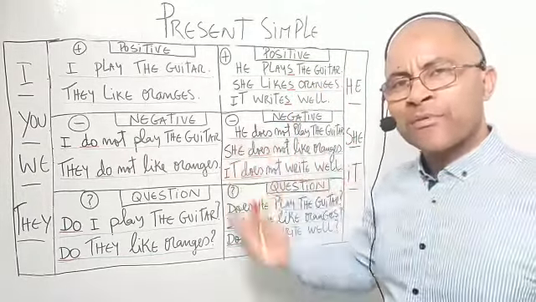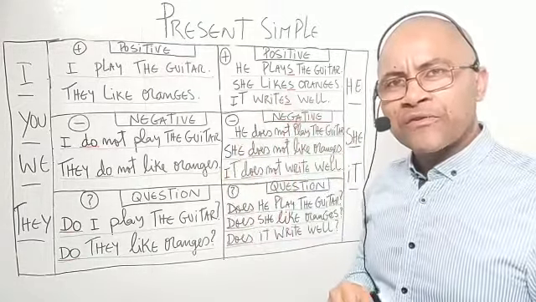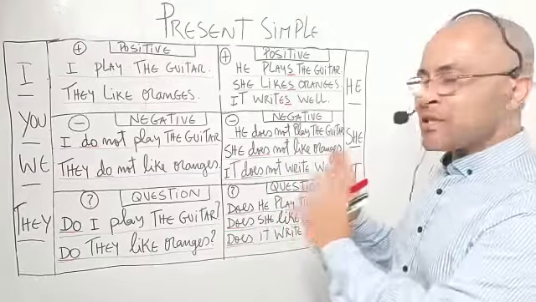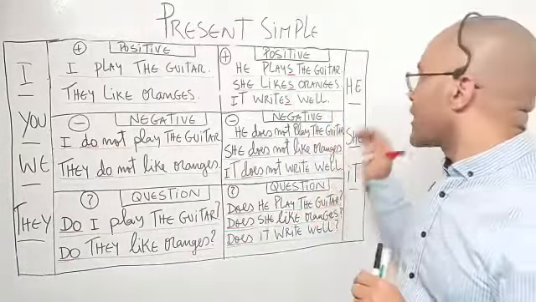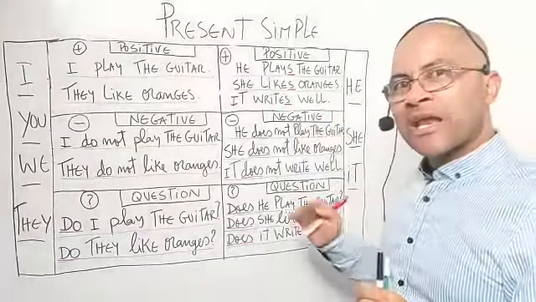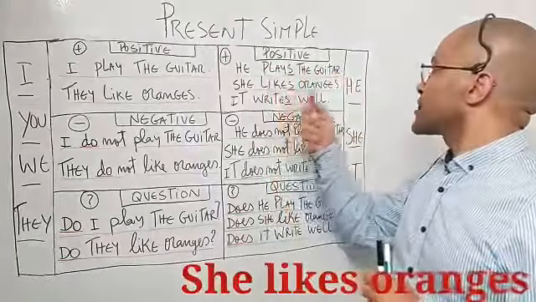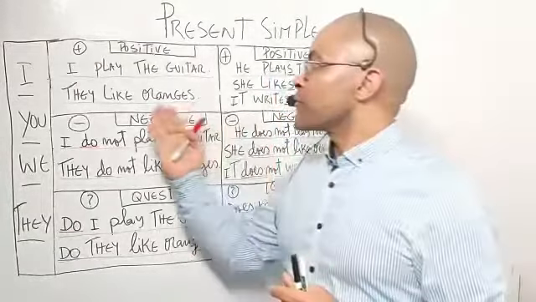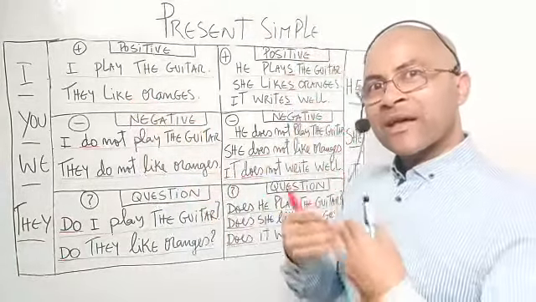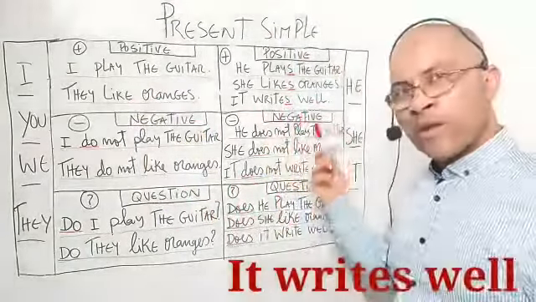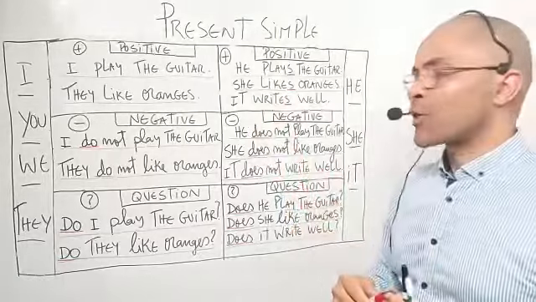We have many other examples that are exceptions of this rule, and that we will learn in the near future. But today, you see, we need to add S in the third person of singular. He, she, it. And let us see the examples. He plays the guitar. She likes oranges. The original form of the verb to play, to like, here we have an S. It writes well. The marker. It for things, remember? Okay.